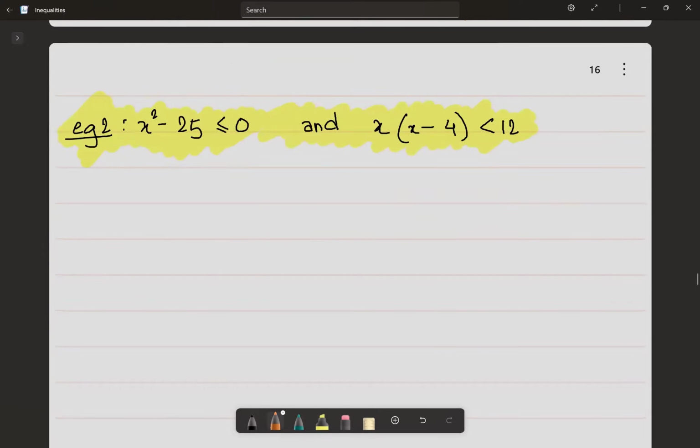In this example, we have two more quadratic inequalities given to us. The first one is x squared minus 25 is less than or equal to 0. So we know how to solve this. We will write x squared minus 25 is equal to 0. We will consider this to be an equation. And then from here, we will write down our critical values. The critical values that we get are minus 5 and 5. So these are our critical values, and we must mention that these are the critical ones.